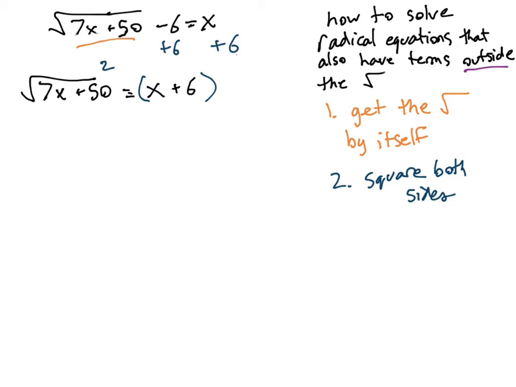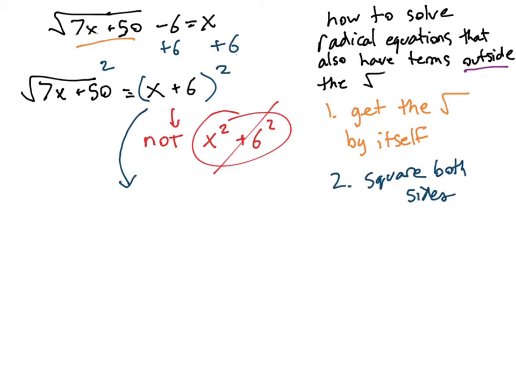And when we square this x plus 6, we've got to be careful that x plus 6 all squared is not the same thing as if we just write x squared plus 6 squared. If we're squaring more than one term, we need to multiply this out as a polynomial and multiply x plus 6 times itself.